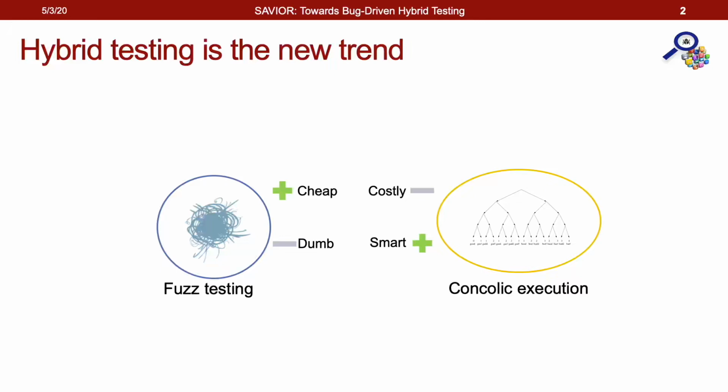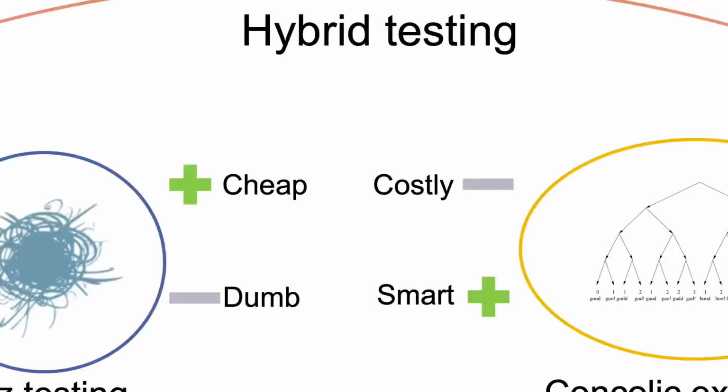In recent years, researchers explored the smart combination of both, which we call hybrid testing. In hybrid testing, we use fuzzing to explore those easy-to-reach code blocks most of the time. And when it stops making progress, we switch to concolic execution to help unblock the fuzzer by solving those difficult branch conditions such as the long magic number comparisons.